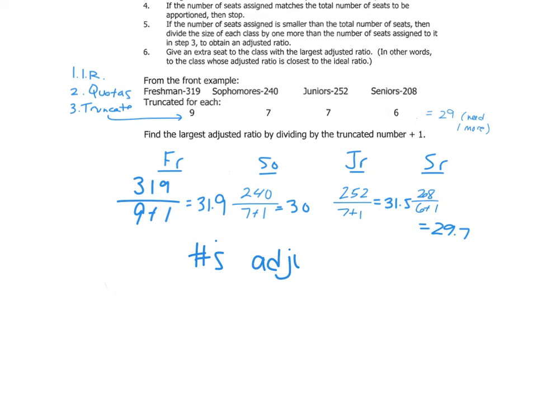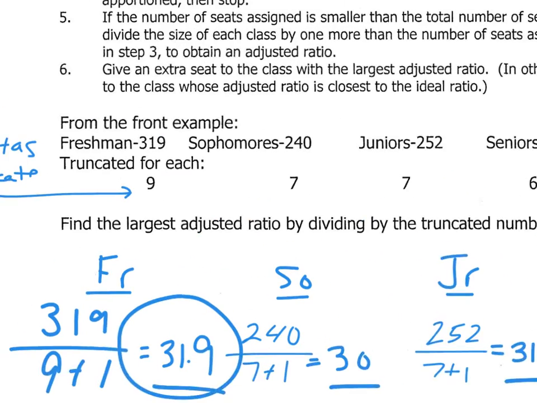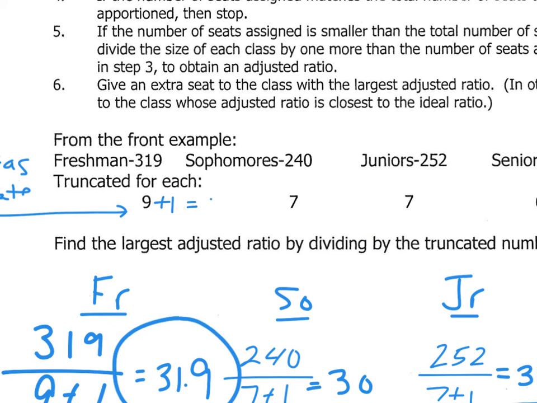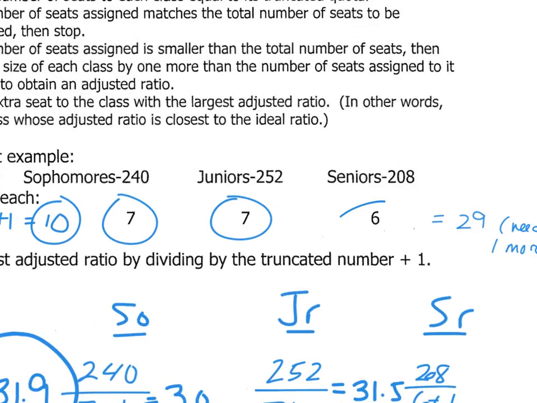Since we only have 1 extra, it'll go to the largest adjusted ratio. So we are not looking at the decimal part like we did with the Hamilton method. We are completely looking at the whole number. So between 31.9, 30, 31.5, and 29.7, this is the biggest. So the new breakdown would be that the freshmen get that extra, and my answer is 10, 7, 7, and 6.